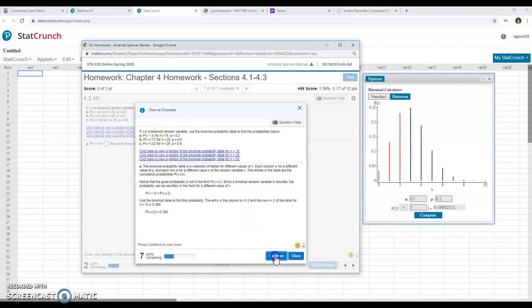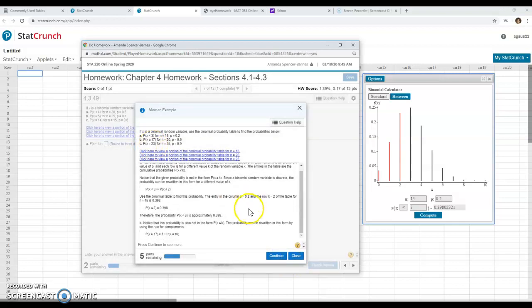If you follow through the view an example or the lecture notes, you will see that there are some formulas for working each different situation. You will notice here that for greater than or equal to 17, if you want everything 17 and bigger, you have to subtract off 16 and smaller, because 17 and bigger is everything not counting 16 and under, because of the way those tables are cumulative.